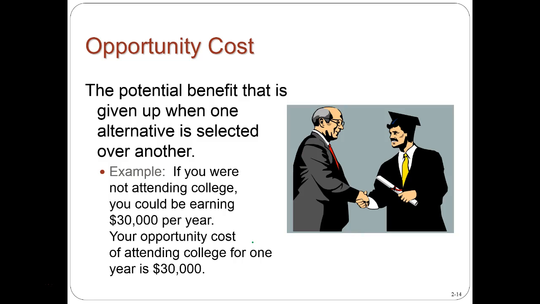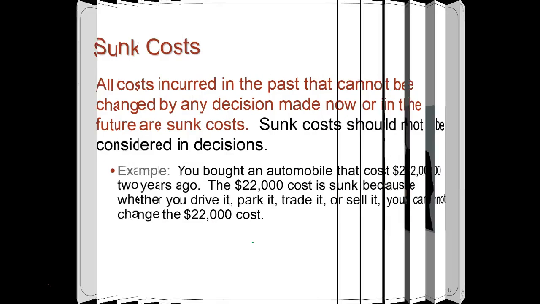So when we think about the cost of college, we need to think about the cost that is going into it and the future benefits that will be accumulated from it. That would be the accounting kind of thinking of it. But we also need to think of the opportunity cost of the second best alternative, which in this case they're saying would be $30,000.